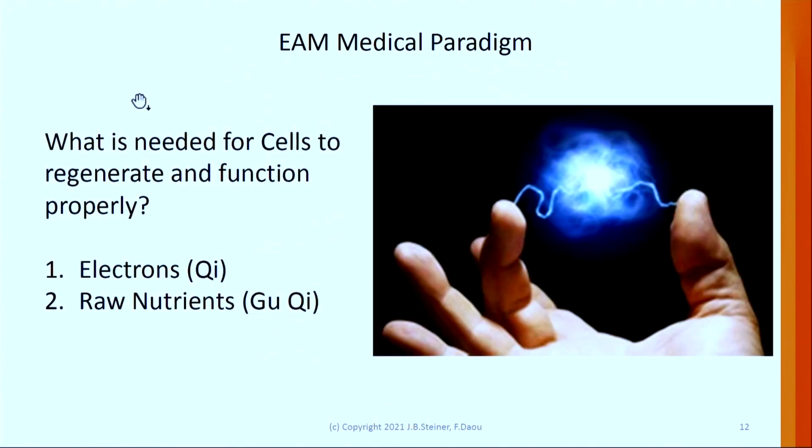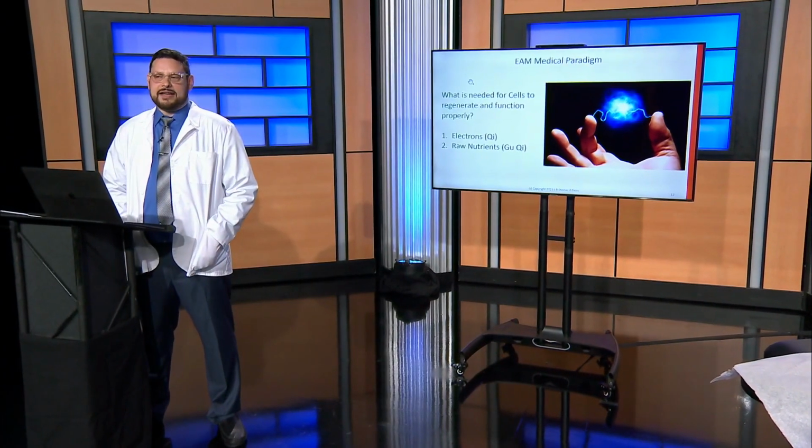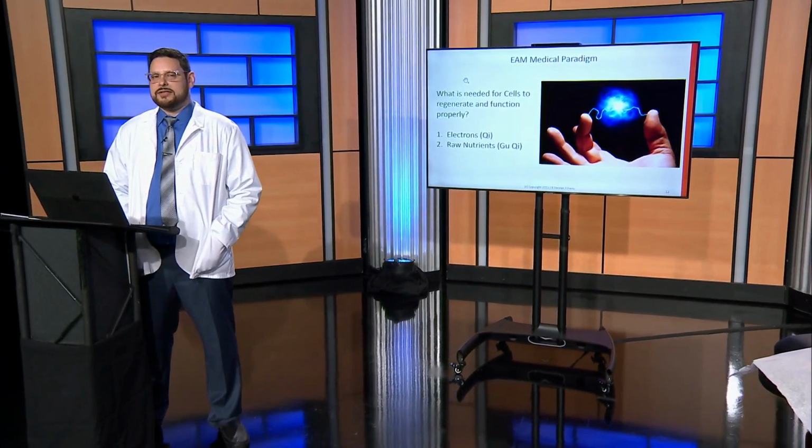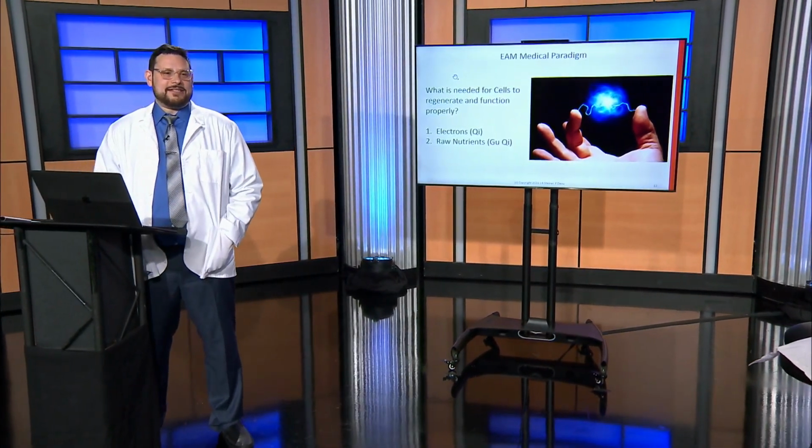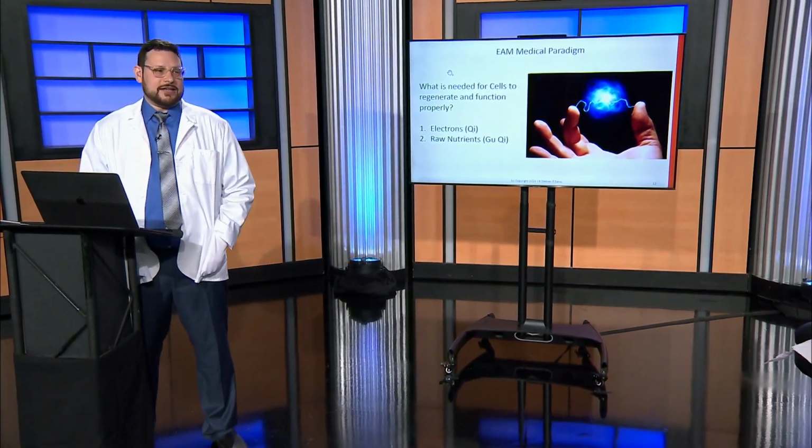So then we can ask the question, well, what is needed for cells to regenerate and function properly? Number one is electrons. And in your head, anytime I say electrons, I want you to think chi. And anytime I say chi, I want you to think free electrons.